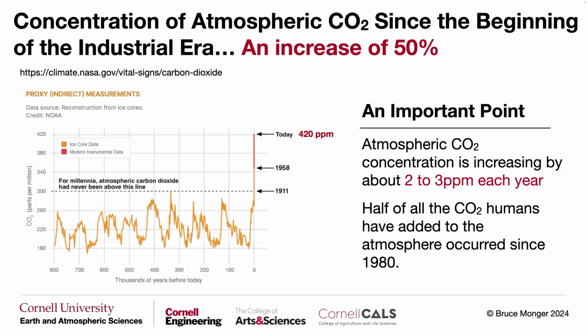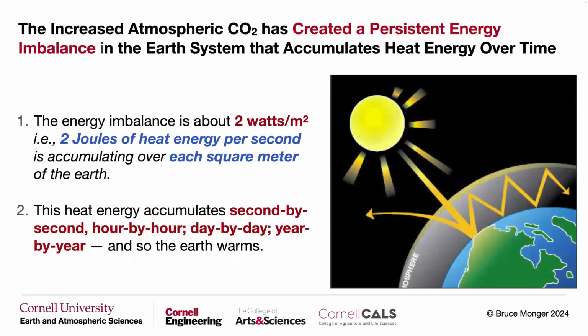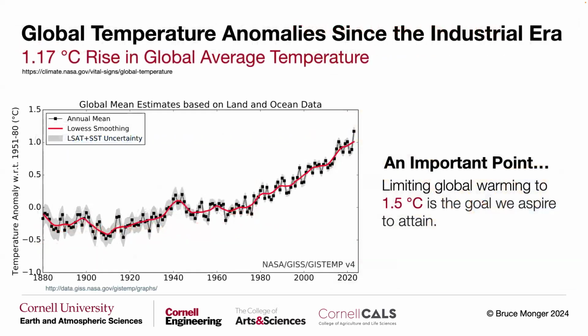That's what humanity has come to. So we have to get a lot smarter with what we do, because we've become too big and powerful to mindlessly move through this planet without thinking about the consequences. That increased CO2 has created an energy imbalance, a 2 watt per meter squared energy imbalance. We now have 2 joules of heat energy per square meter coming in every second, and that accumulates second by second, minute by minute, hour by hour, year by year. That steady accumulation has increased the temperature of the Earth by 1.17 degrees centigrade.